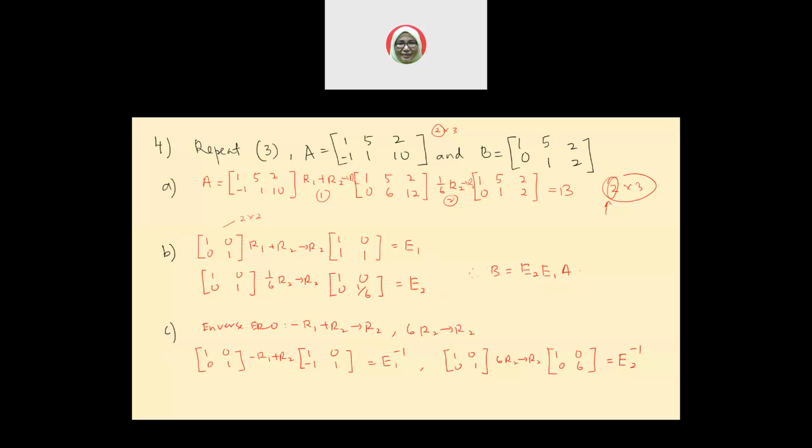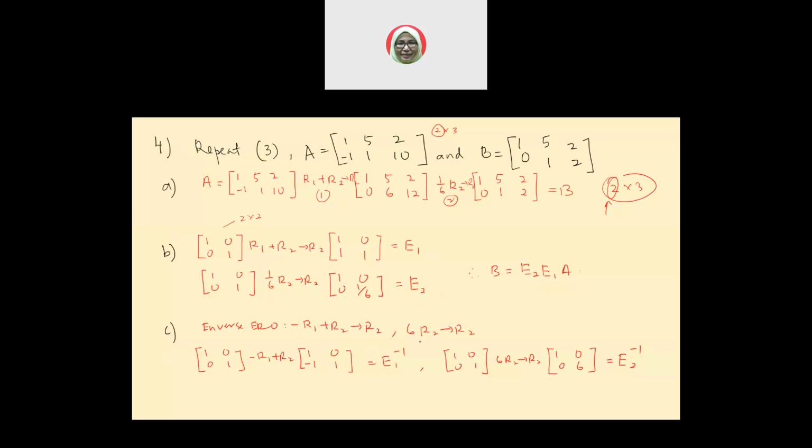Then find E1 inverse and then E2 inverse. Okay, so the inverse row operation, right? Here the first row operation is R1 plus R2, so the inverse row operation should be negative R1 plus R2. The second row operation is 1 over 6, so for the inverse row operation, the reciprocal of 1 over 6 is 6.